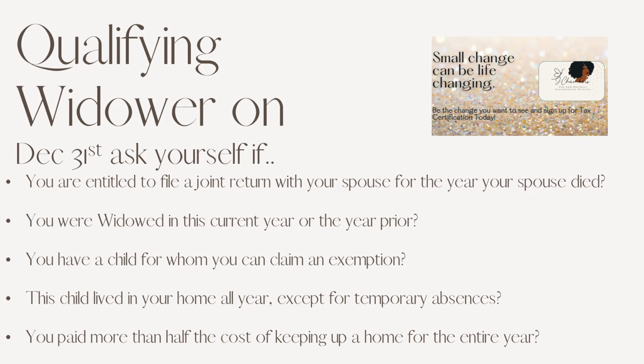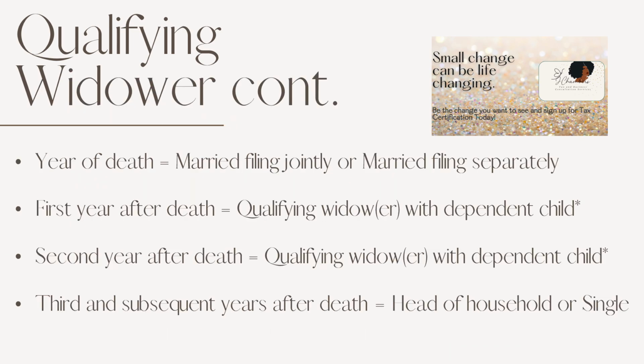Okay, let's break this down. Why are we breaking it down? Because there are rules. Year of death, married filing jointly or married filing separately. You have the option to do either for the year of death, okay? But if you are the authorized representative, and if you don't know what that is, go to our podcast, episode 1, and we have that information in there for you in great detail. You need to make sure you get all of their taxes filed. If y'all have been filing separately all these years, make sure they didn't miss any years, okay?